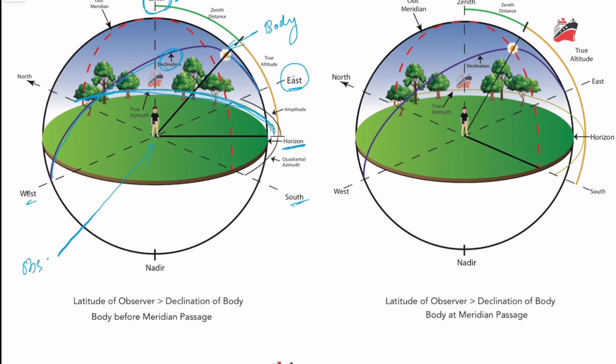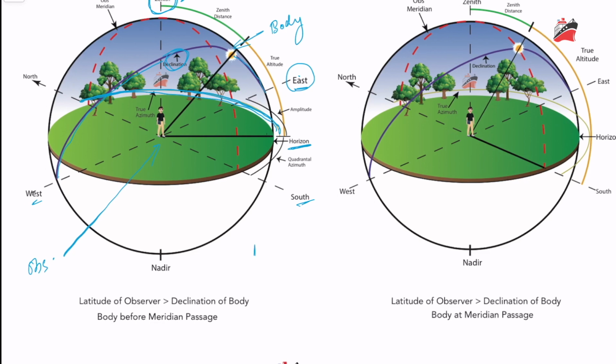Now in this diagram, consider the latitude of the observer as 45 degrees and the declination of the sun as 10 degrees north. So this is what happens. The body will rise here, it will attain the maximum altitude when it is on the observer's meridian, that is this mark. Then it will start falling down, that is, the altitude of the body will reduce and it will ultimately set in the west direction.